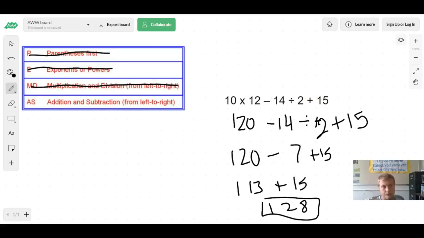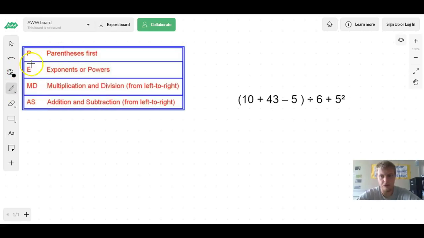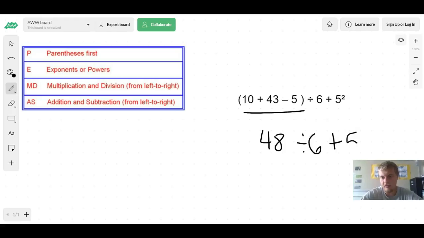Let's try another one. Okay, so we're going to do the order of operations again. So again, first we'll do parentheses. So when I'm looking at this, I'm going to see my parentheses right here. So we'll do that first. And then we will look at what operations we have inside there. Well, we only have addition and subtraction, so we'll go left to right. So 10 plus 43 would be 53, minus 5 would be 48. So we're going to get 48 from that, divided by 6, plus 5 squared.